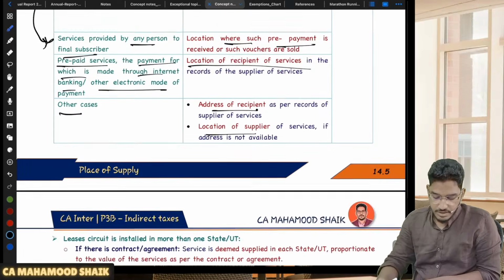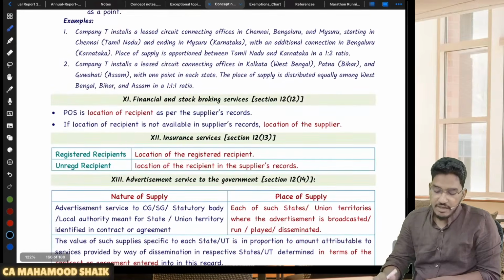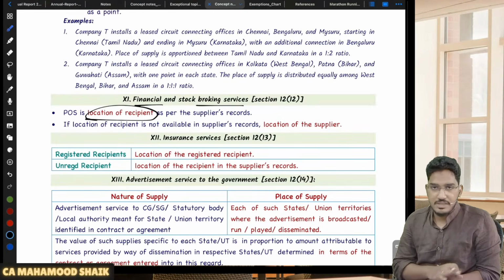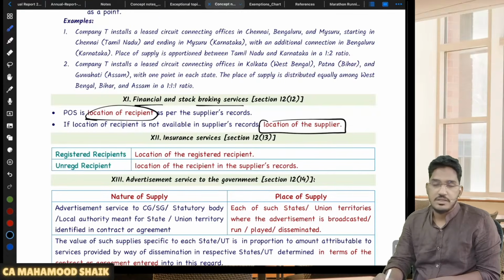If not available, location of the supplier. Then we have financial and stock broking services. Very simple. Place of supply will be location of the recipient as per the supplier's records. In case the location of the recipient is not available, then the location of the supplier.